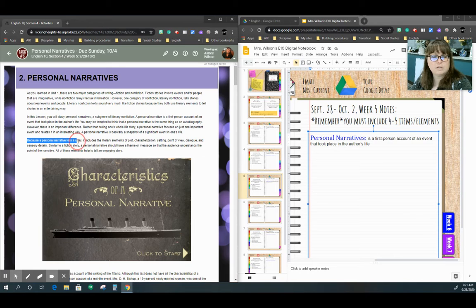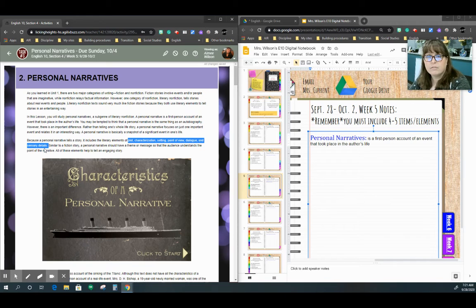Because the personal narrative tells a story, it includes the literary elements of plot, characterization, setting, point of view, dialogue, and sensory details. Another hint, anytime you see those comma lists, like here when we have the plot, characterization, all those, that is a pretty good clue that that's something important because they're spending the time to go comma, comma, comma, comma, and lay that out for you.